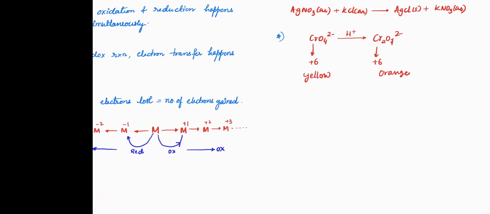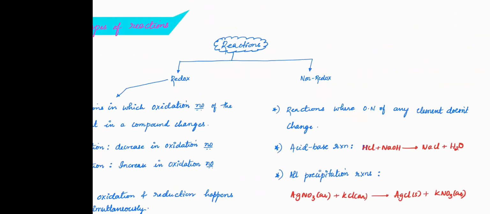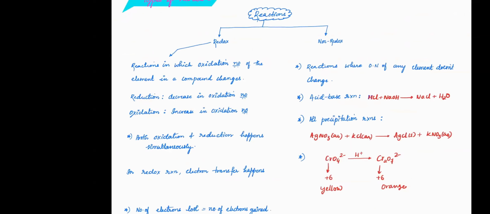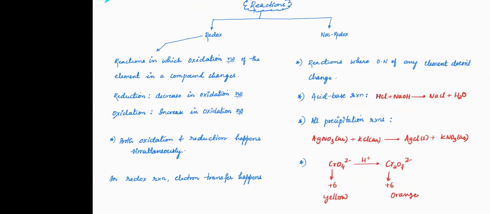Next, there are reactions where there is some color change, like chromium, which is at +6. This chromate is a yellow colored solution, while if it converts into dichromate, it becomes an orange colored solution. But the oxidation state of chromium remains the same, which is +6. Thus, there is no redox reaction happening here either. Correct? So broadly, you need to understand reactions are of the redox kind or the non-redox kind. Redox is where reduction and oxidation are observed.